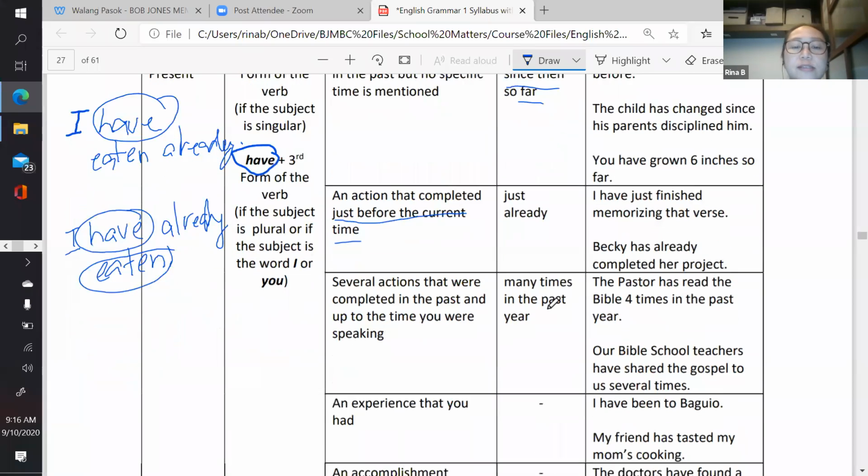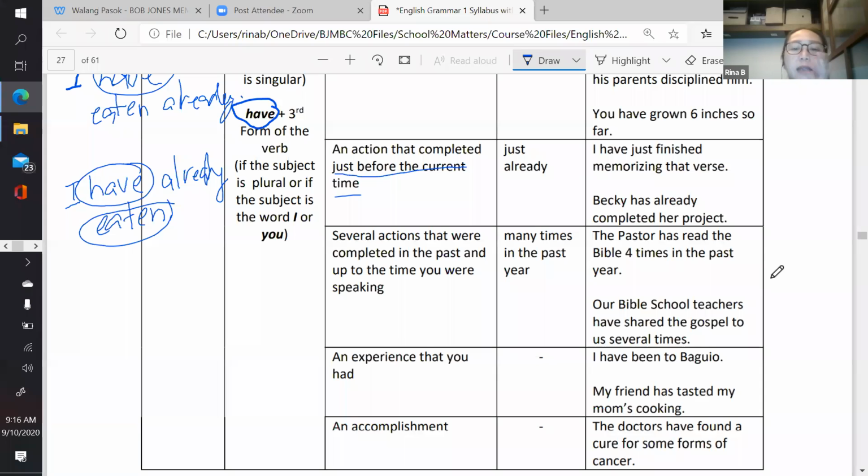And then we can also use the present perfect tense for actions that have been repeatedly done in the past. Yeah? So context clues: many times, in the past year, in the past months, for the past X years. Okay? So our Bible school teachers have shared the gospel to us several times. So the sharing has been completed, but we don't know exactly when. Okay? But we just know that they have done this already. They have already, see, Filipino English. They have already done this. The pastor has read the Bible 4 times in the past year.